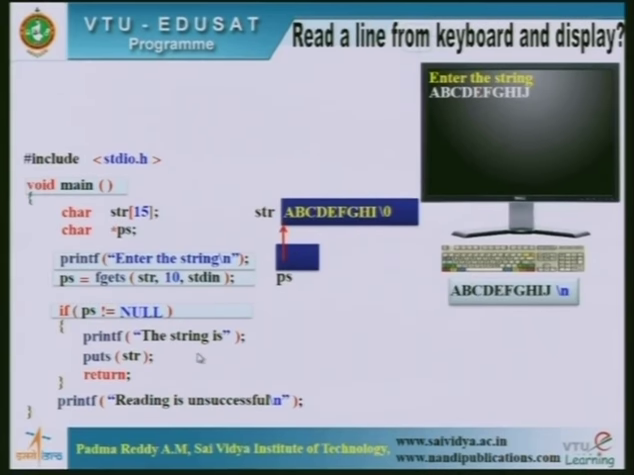So control comes here and this statement is executed. We get the message the string is on the screen. And when this statement is executed, puts str, what is there in str? A, B, C, D, E, F, G, H, I. That will be displayed on the screen. Then finally, when this statement is executed, control is returned back to the operating system. So that's how we can read a line from the keyboard and display it onto the screen.